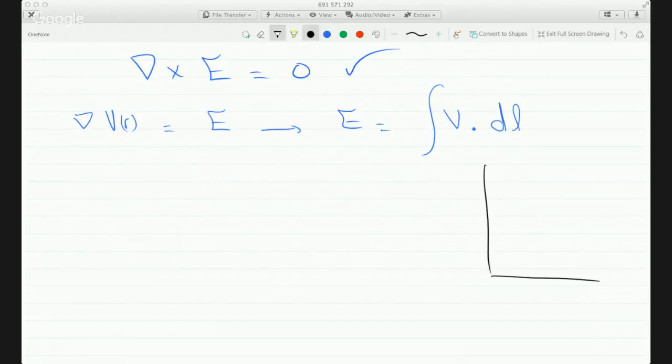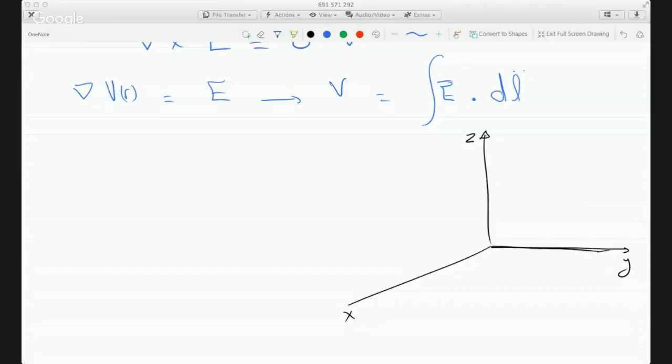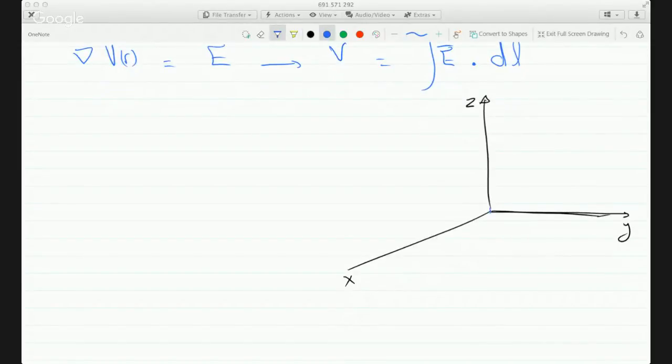So this is the x, y, z. Let's switch this: the integral of E dot dl equals V. Okay, so the path of integration is arbitrary, which means we could go from 0 to say x, and then hold x and z constant just to make the integral simple, and go parallel to the y.